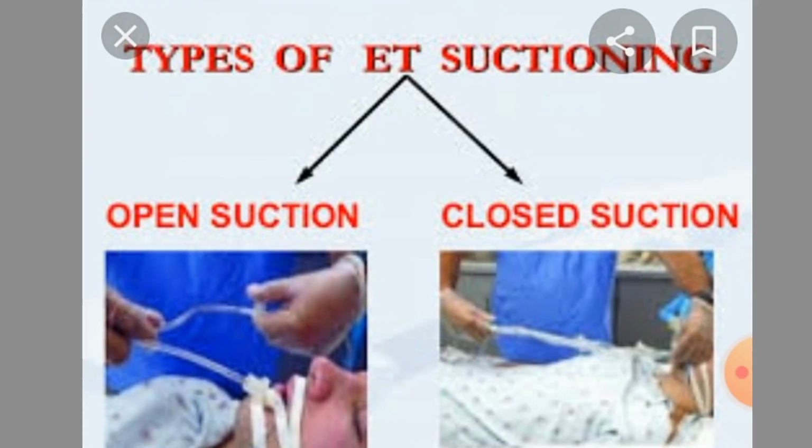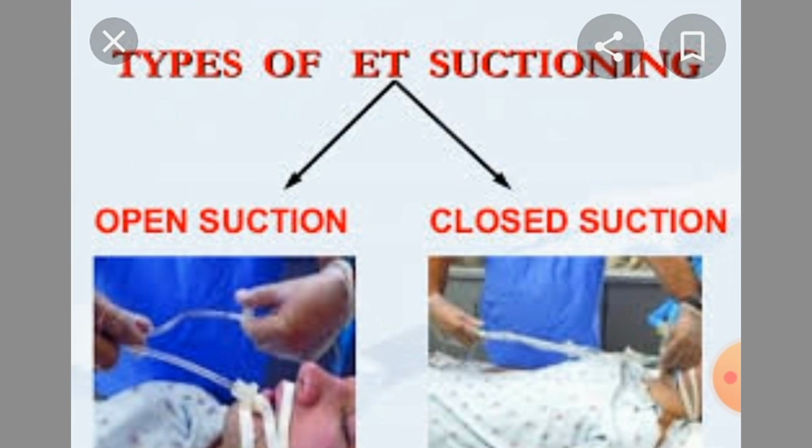Next is the types of ET suctioning, that means endotracheal suctioning. One is open suctioning. The next one is closed suction. The open suction is single use, one time use, and we can throw it away. The closed suction, we cannot throw away. We can use it again and again for some particular days, and after 2 or 3 days we can change it. So there are two types of suctioning.